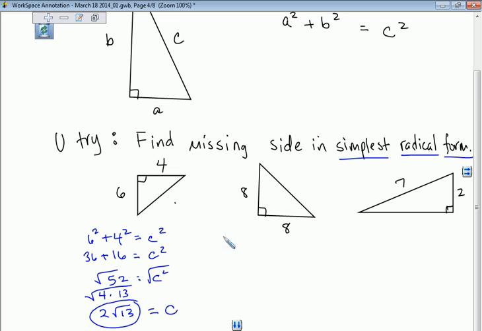Okay. On the second one, we have 8 squared plus 8 squared equals c squared. So 64 plus 64 is 128. But I'm not going to write it that way. I'm going to write it as 2 times 64. Why did I write it like that? Because it's the same thing. Because now I can see it's 8 roots of 2. 8 roots of 2 equals c.